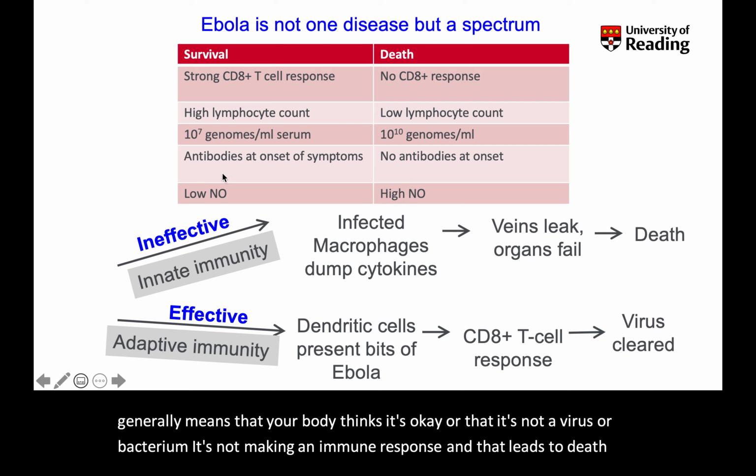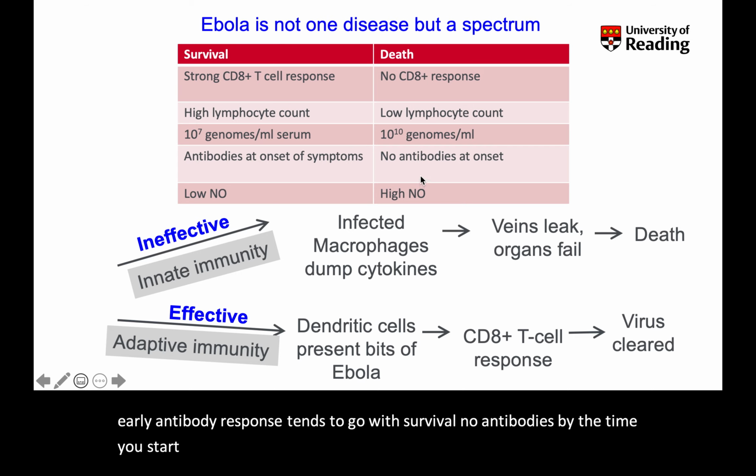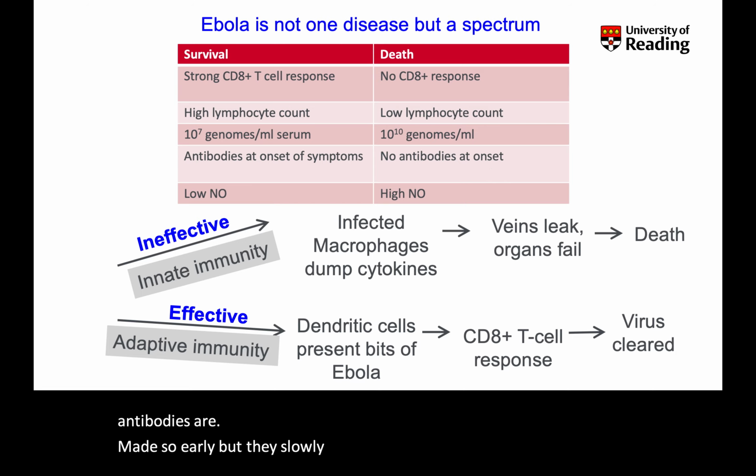Early antibody response tends to go with survival. No antibodies by the time you start to get disease indicates you're probably going to die, because antibodies are made sort of early, but then they slowly build up. It takes about a week to start to get a good antibody response.